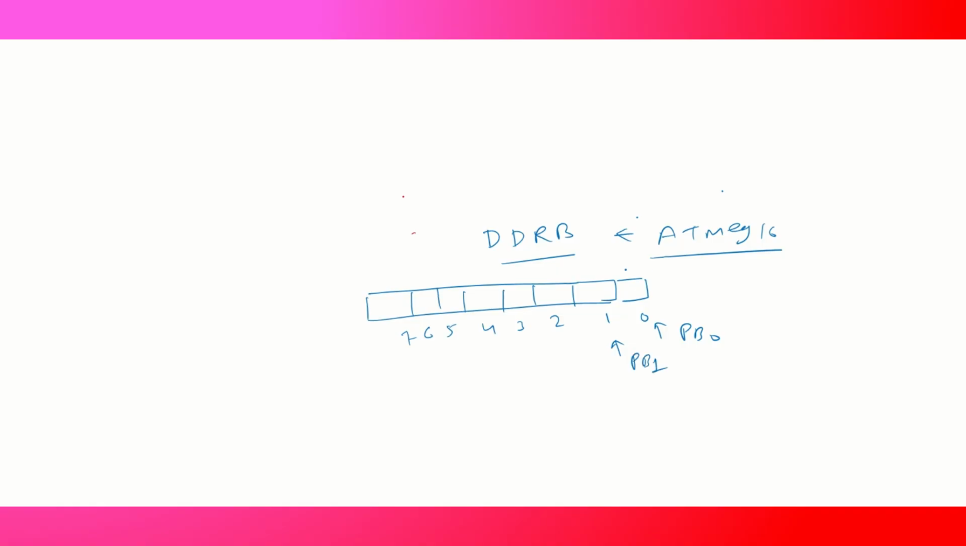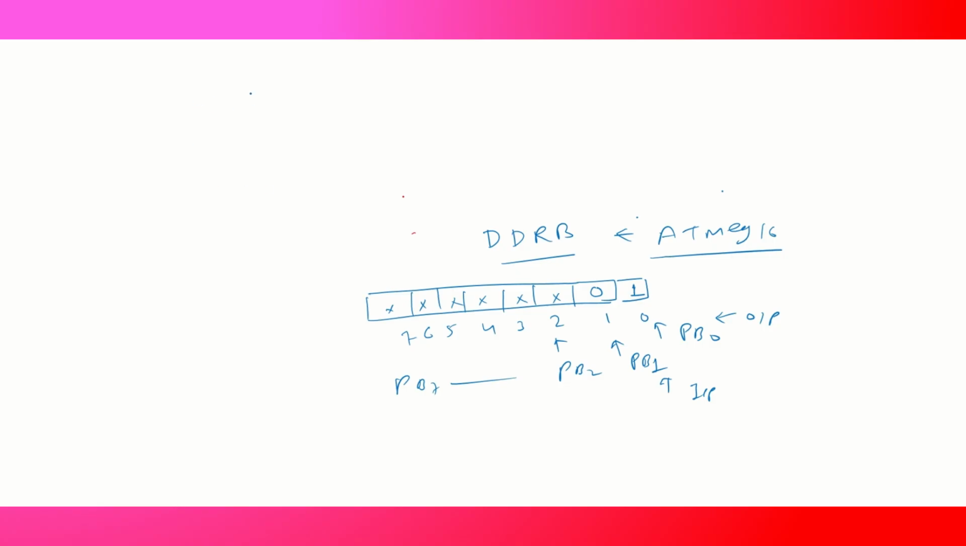So let's suppose that we want to configure PB0 in the output mode and PB1 in the input mode. For that we have to make 1 here and we have to make 0 here, and we don't want to change the rest of the pin configuration. So this corresponds to PB2 and this corresponds to PB7. We don't want to change the value here, so let's write it as X. X could be 0 or X could be 1.